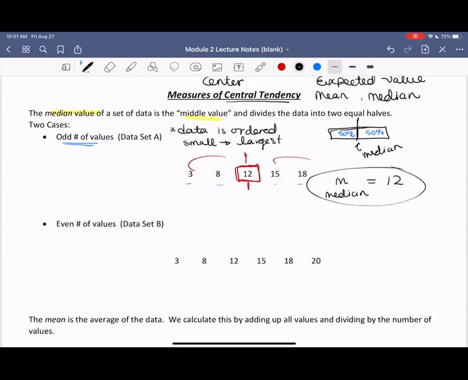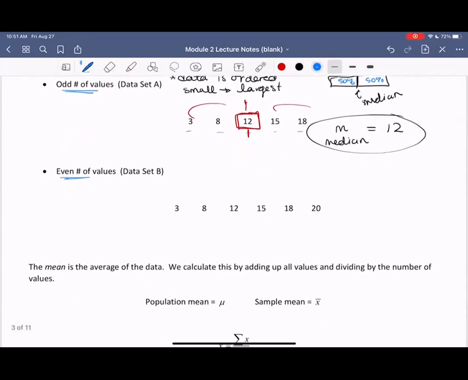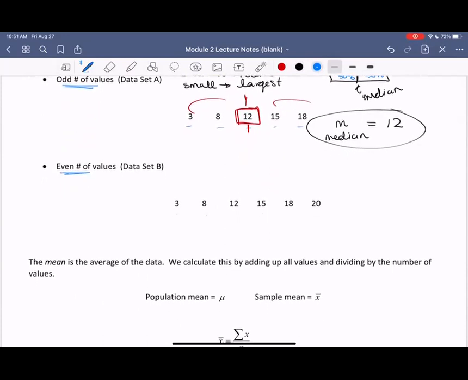Again, that's the case when we have an odd number of data values, but it could be just as likely that we have an even number of data values. If we call this data set B, we have 1, 2, 3, 4, 5, 6 data values. To compute the median in this case, we separate the data into two chunks. But now we don't have a data value that's actually in the middle separating those two chunks. So what we have to do is take an average of the two middle data values. We have 12 and 15 as our two middle data values, so we add them together and then divide by 2.